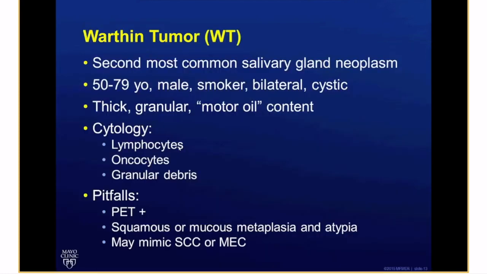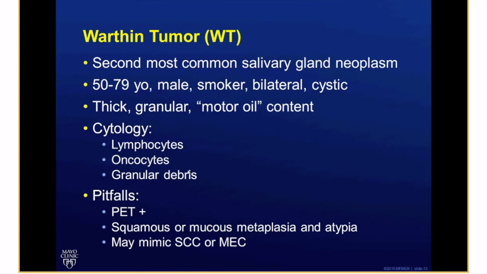So Warthin tumor. Warthin is the second most common salivary gland neoplasm. It's more common in males and smokers. It can be bilateral and cystic. And we can make the diagnosis if we have these features here: lymphocytes, oncocytes, sometimes granular debris.